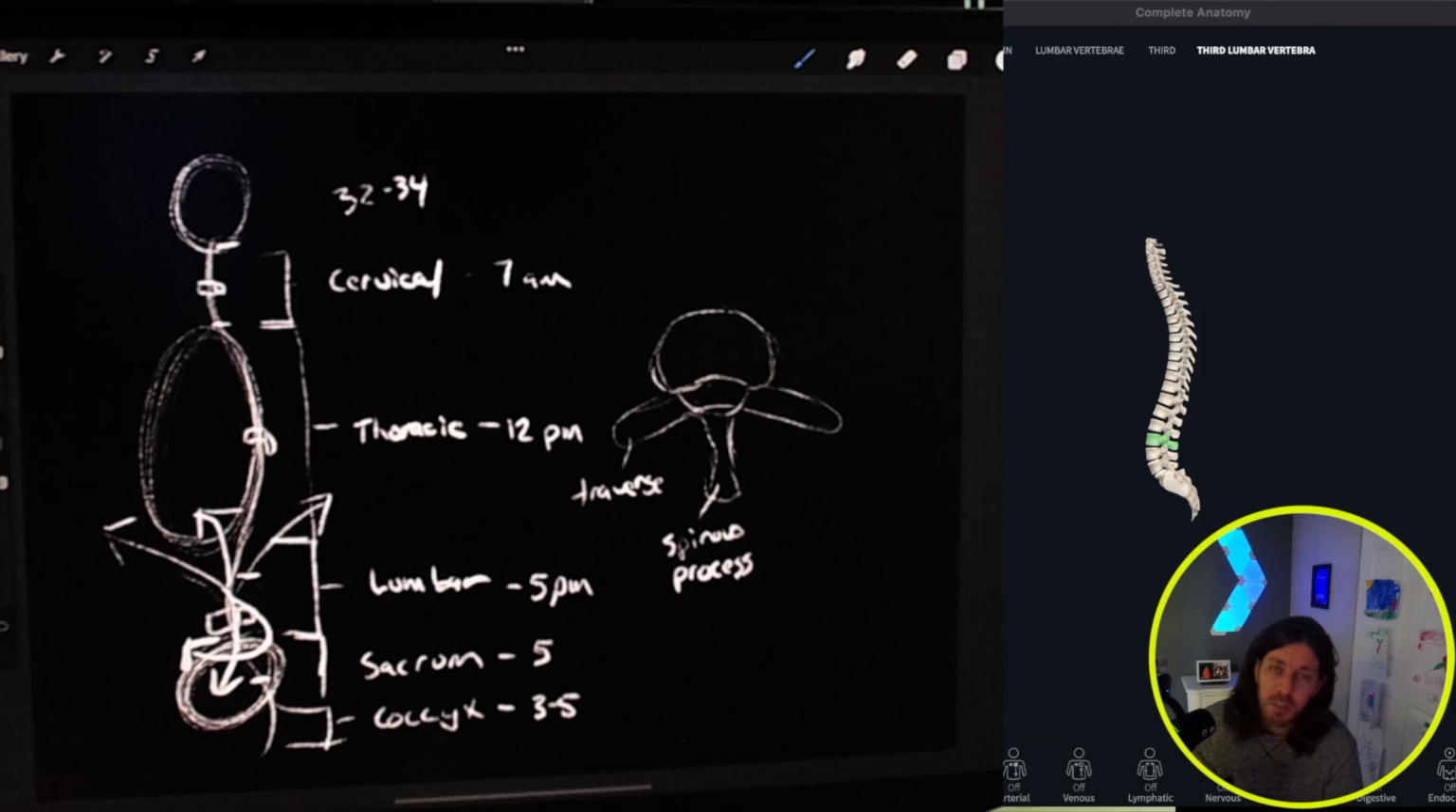We are going to be learning about the anatomy of the spine and the vertebrae. So one of the best ways to learn about anatomy is to draw it. So we're going to draw and sketch the anatomy and the vertebrae, and we're going to take a look at it from the side view.